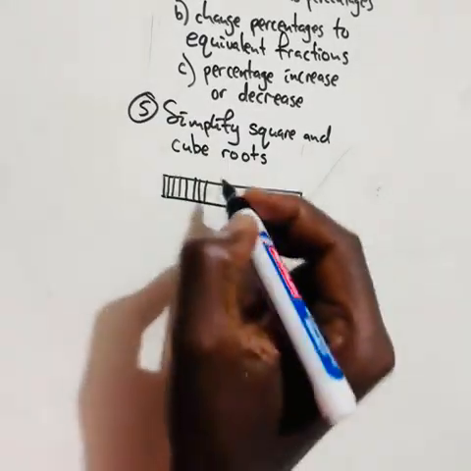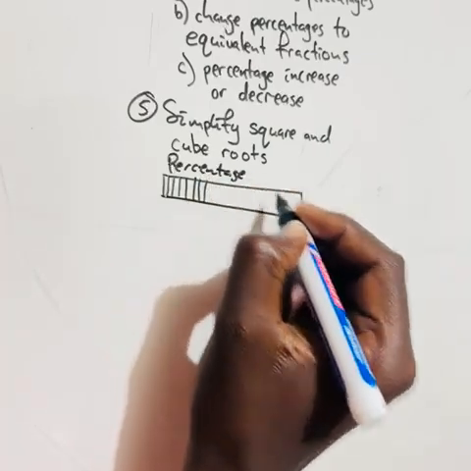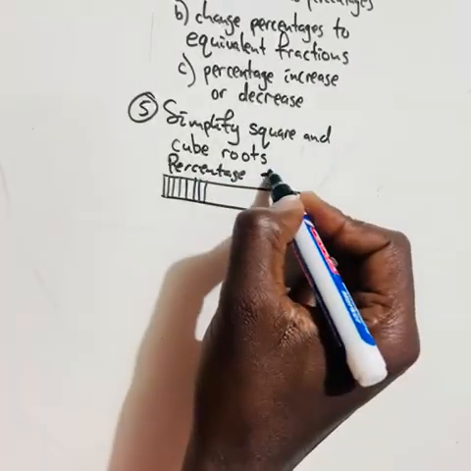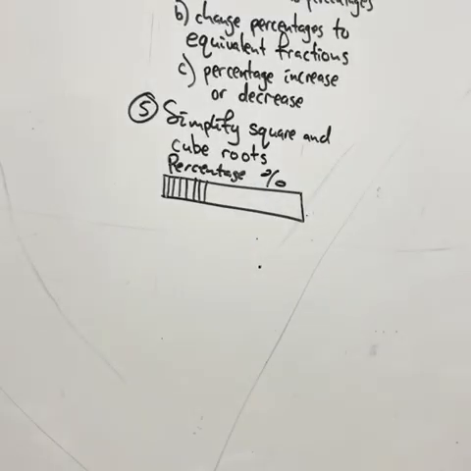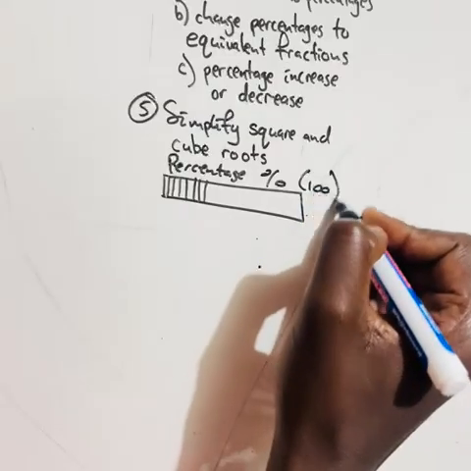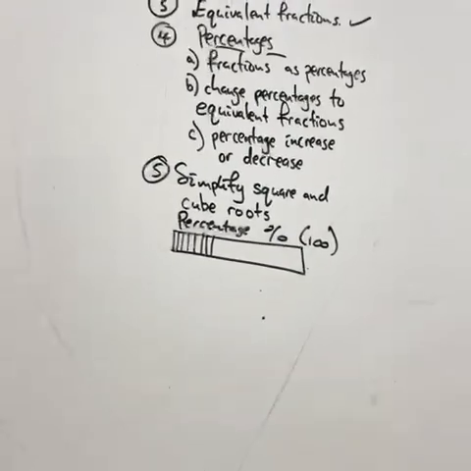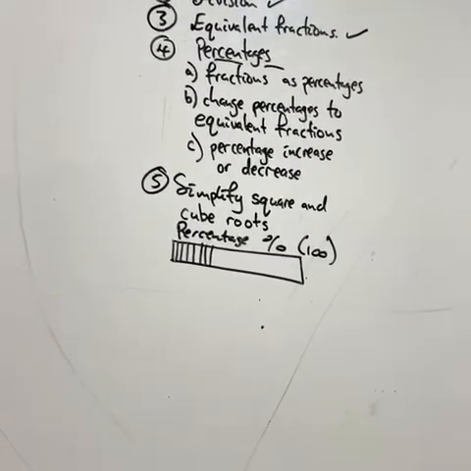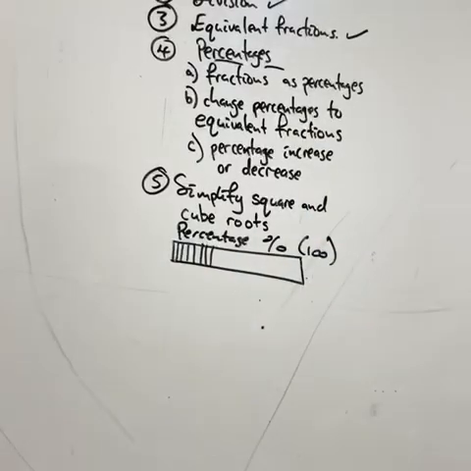Right? So when you see the word percentage, or when you see this sign, which is the symbol for percentages, you must know that it has been divided into 100 equal parts. Right? So those are percentages. Now, under percentages, what did we say we're going to start with? Fractions as percentages.